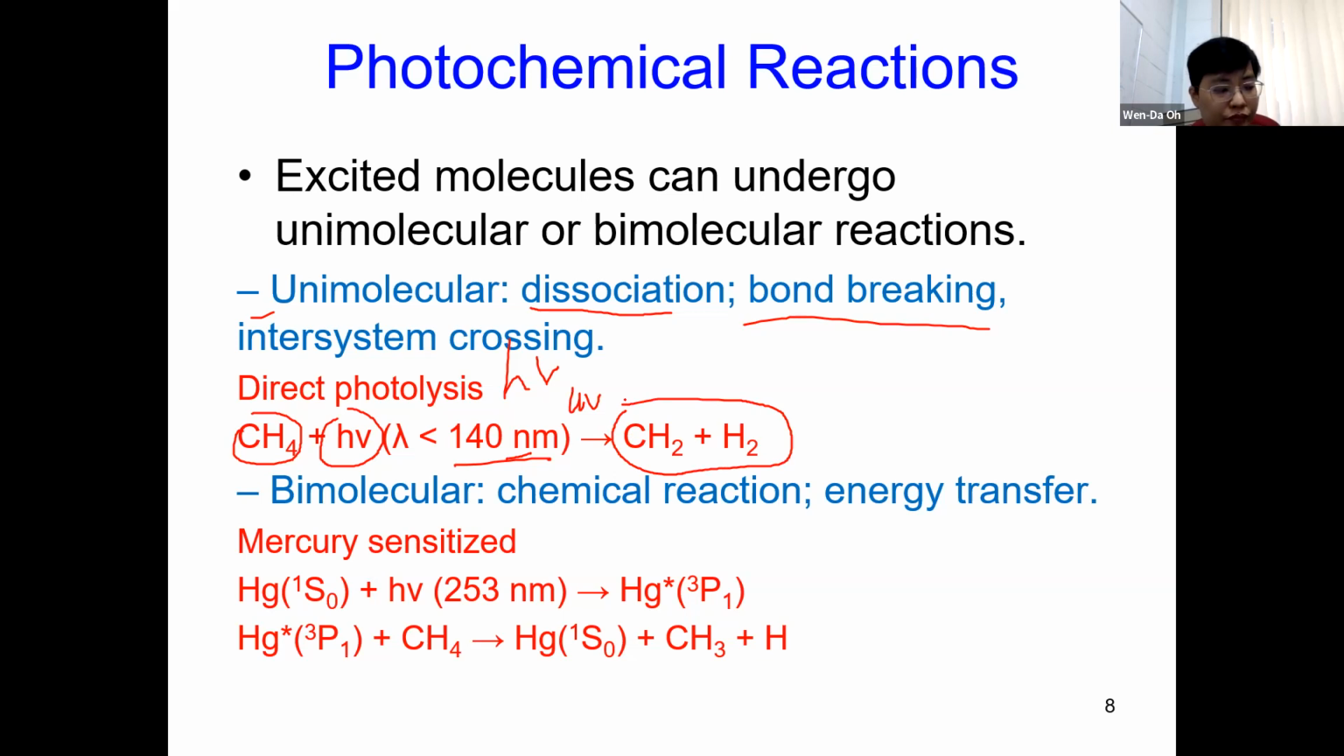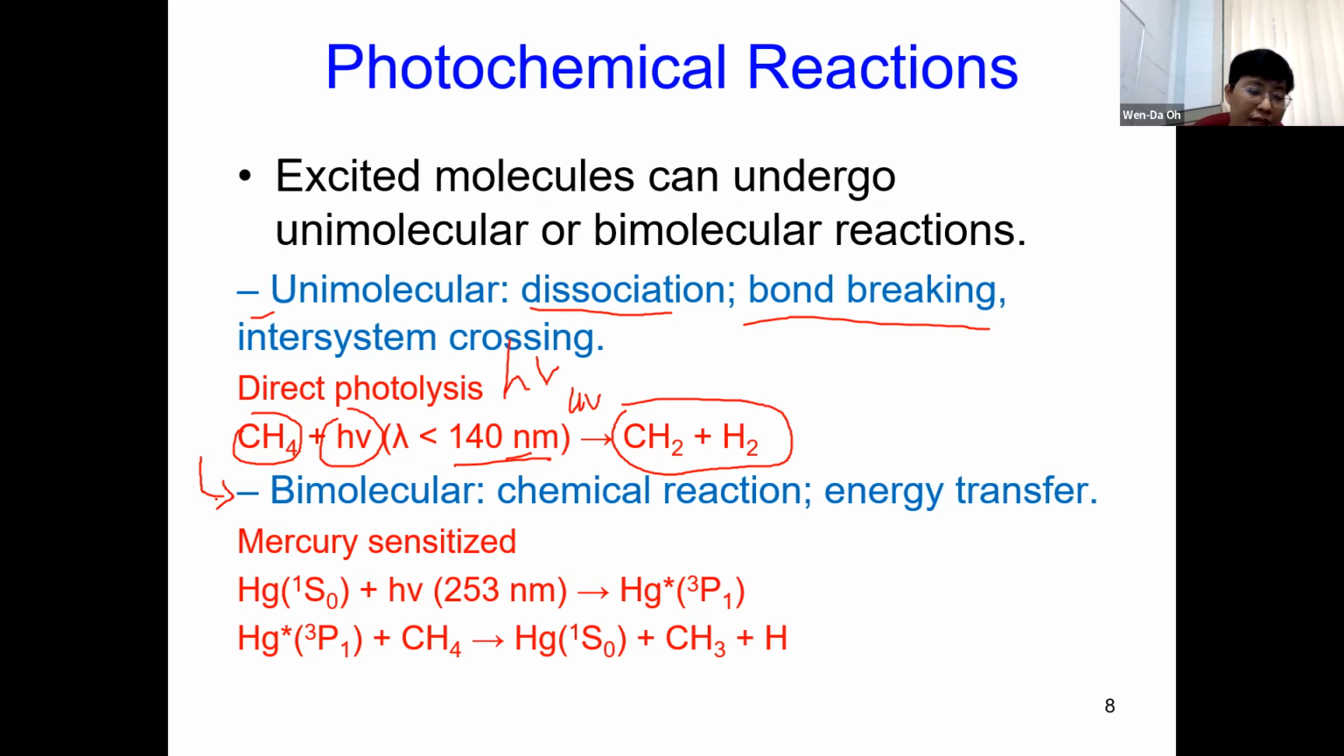But of course, the percentage of methane being dissociated into CH2 and hydrogen depends on what we call the reaction quantum yield. The other reaction that can happen is the bimolecular reaction. Bimolecular means that you have two different molecules combined together, and this is one of the things that can happen when you have excited molecules.